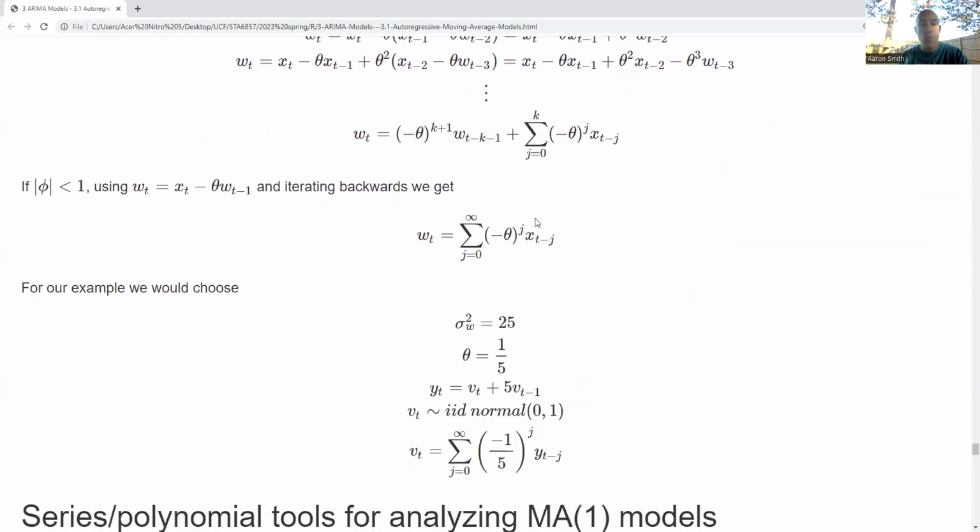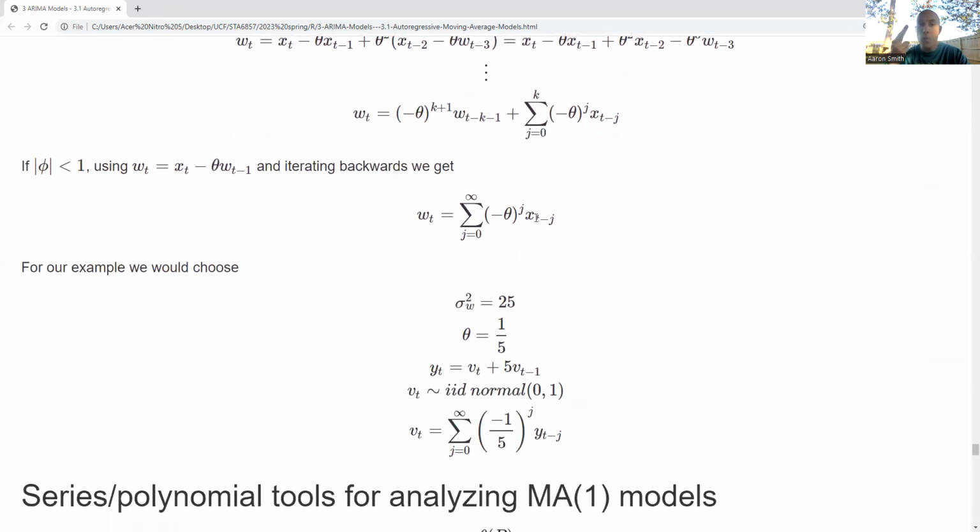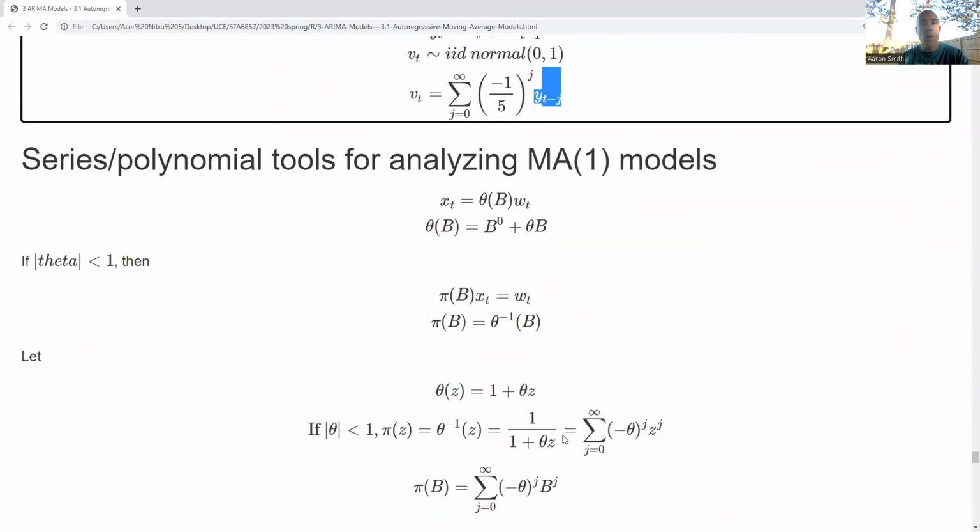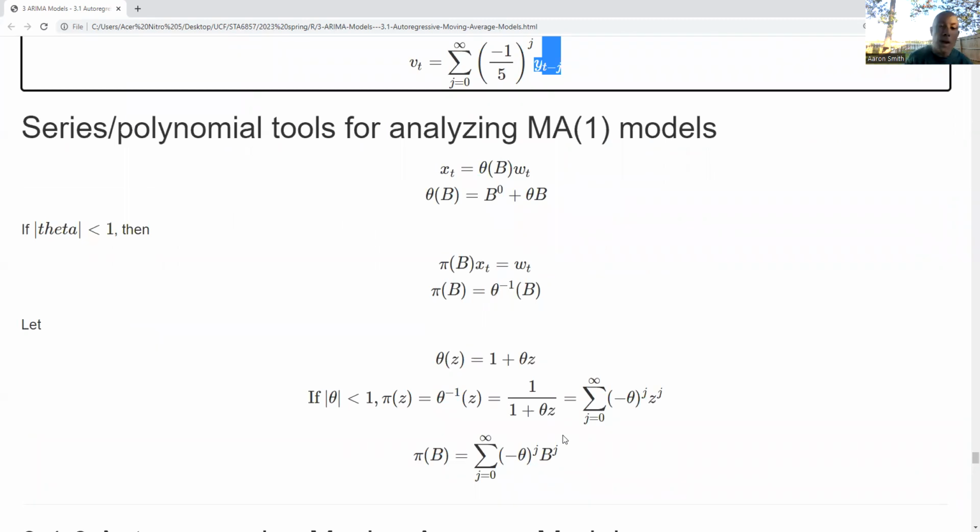All right, so what I would do if I had data, I had those two competing models, I would pick the one with variance equal to 25. Theta is 1 over 5. Here is the iterative formula, like that. And here, this is my formula using my white noise terms. All right, so now we want to just take a look at what we're going to be doing when we talk about analyzing moving average models using series and polynomials.